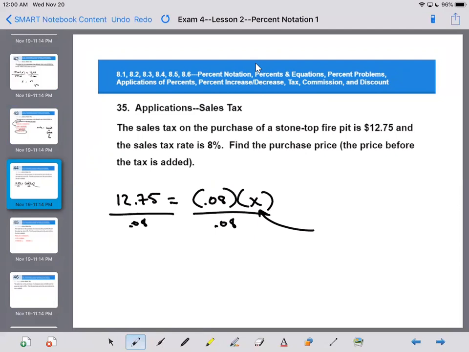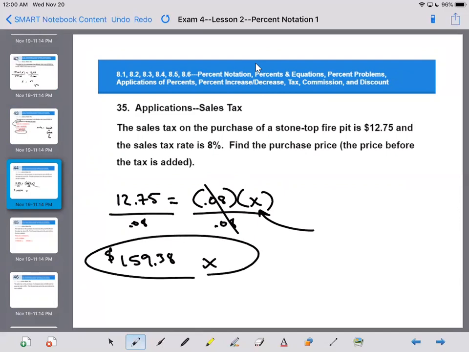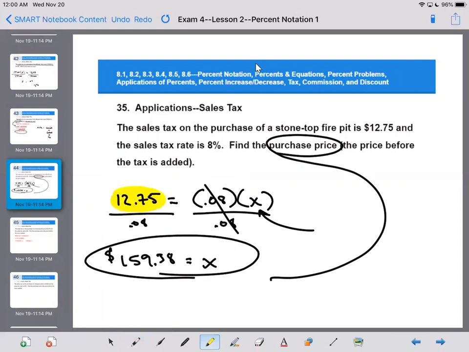So you would take $12.75 in your calculator divided by 8/100, and that will give you about $159.38 would be what the original purchase price was. And then the $12.75, that's just the sales tax. Now remember, that tax has to be added on. Okay.